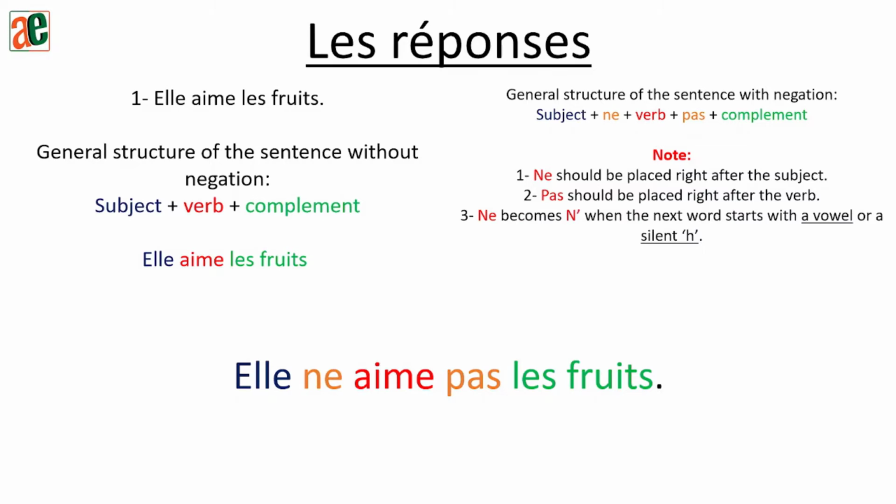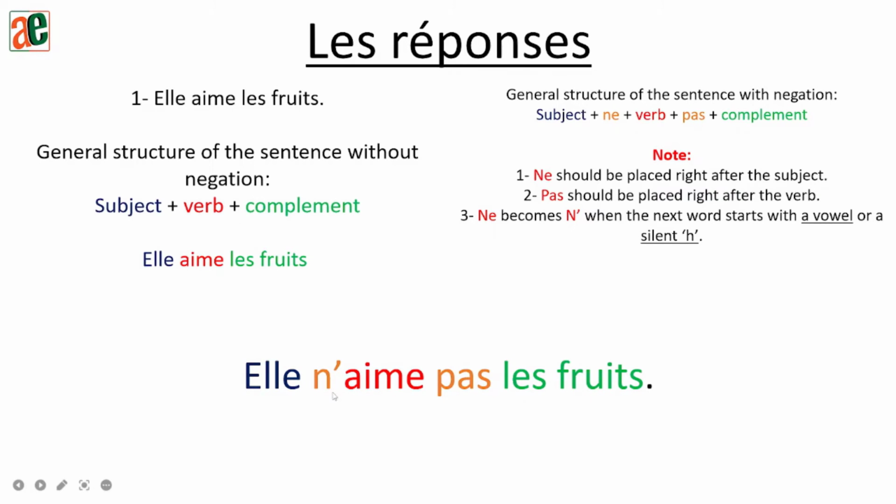Now we have another point. We should not forget that ne becomes an apostrophe when the next word starts with a vowel or a silent H. So here, we have our ne, and the next word starts with a vowel. So here, we are going to replace this e by an apostrophe. So you see here, Elle n'aime pas les fruits.